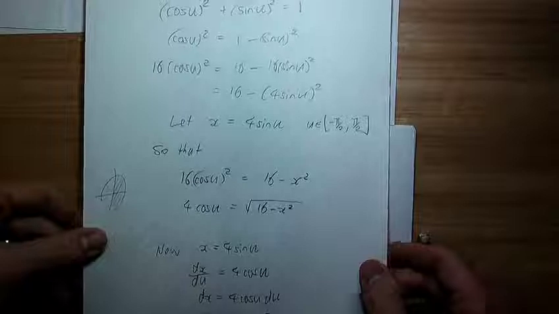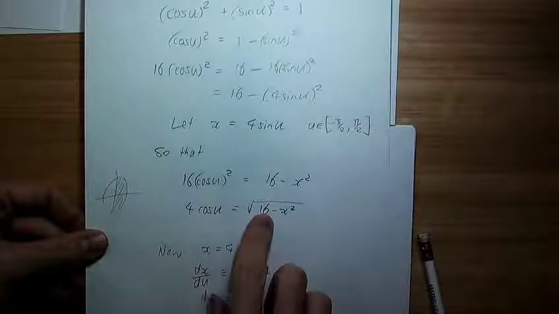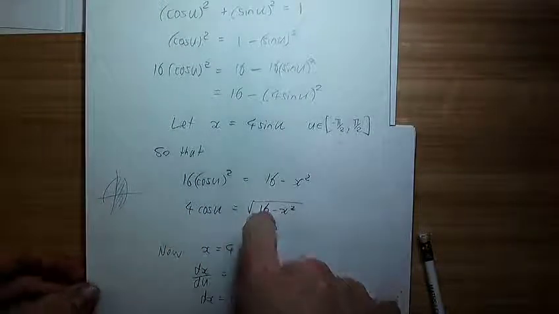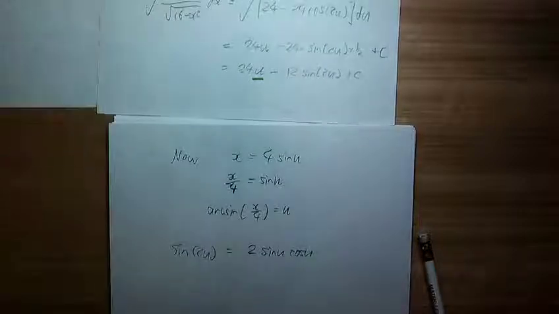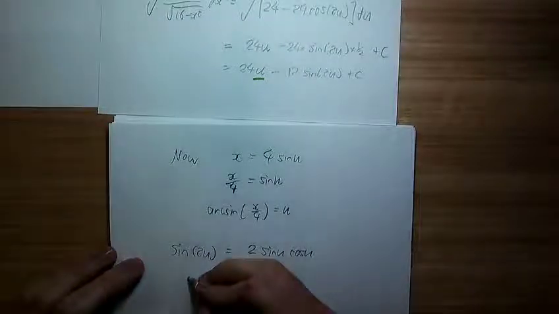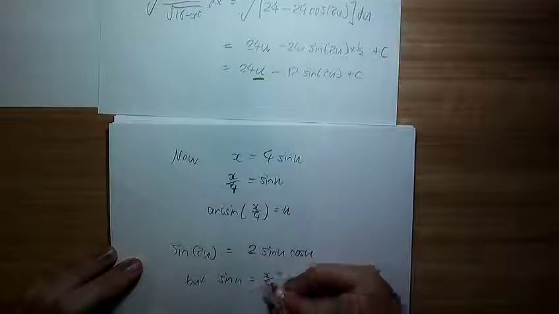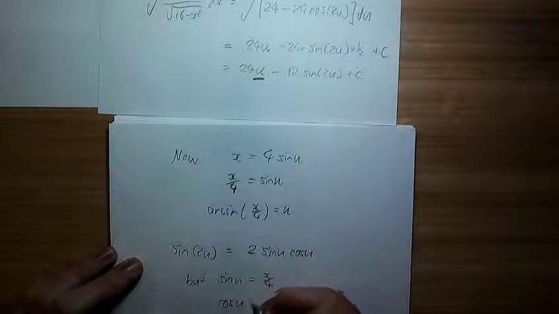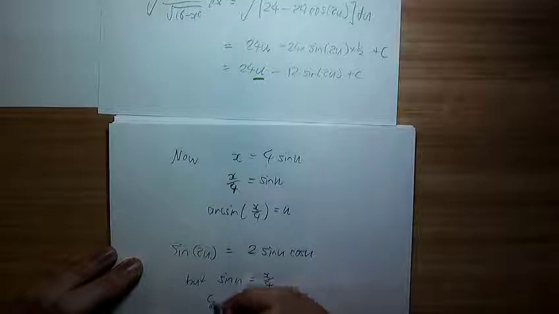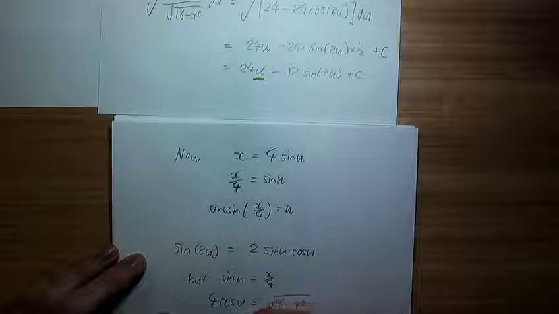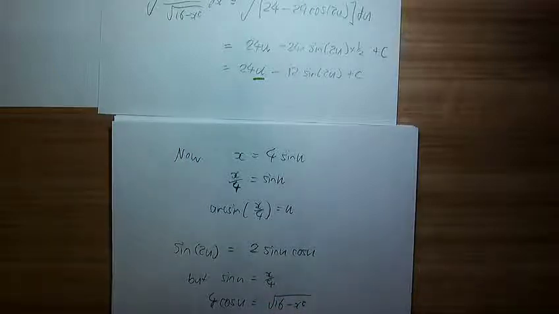Oh look, we have cos u. 4 cos u is equal to this. So I can figure out what cos u is. It's there. Okay, cool. Sin u is x on 4. We just wrote that down. And cos u is root 16 minus x squared over 4. So actually awesome if I just times them together. No, it's not going to work.